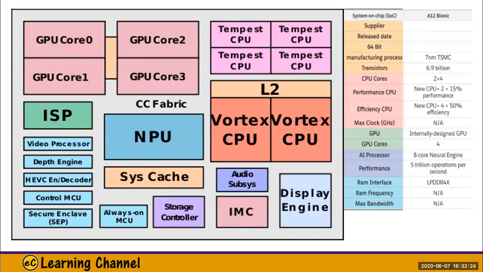Then we have the A12 Bionic processor. The processor has tons of different processing units in it. A recent addition is the neural processing unit. So a neural network is added here, and A12 can process your biometric features, such as your iris or face recognition. It uses TSMC 7 nanometer technology, with 6.9 billion transistors. A very, very huge design.